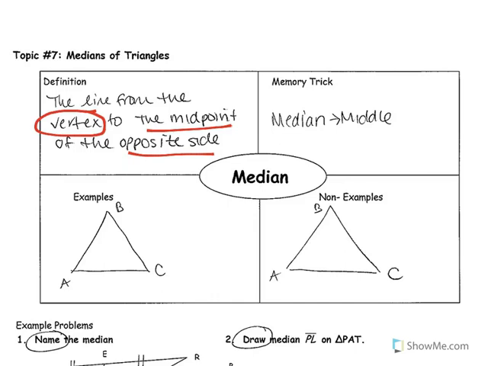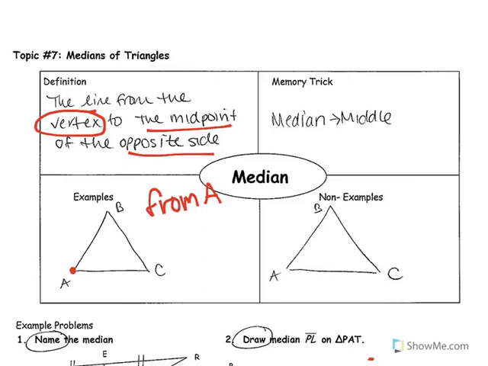So my little memory trick for this definition is median, middle. Same thing with midpoint, middle, median, middle. Okay? So let's see what this looks like in a picture. Let's draw the median from A. Okay? So that means that it's coming from the vertex A, and this is my starting point.